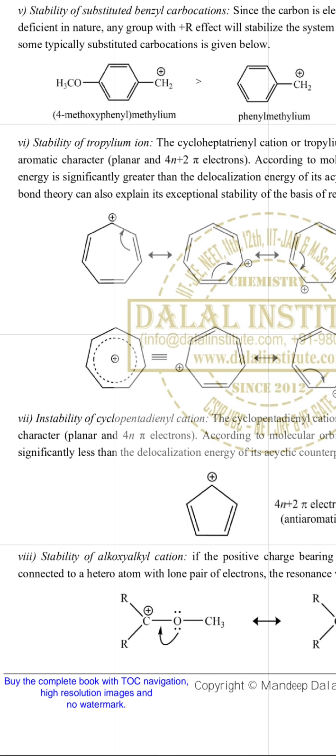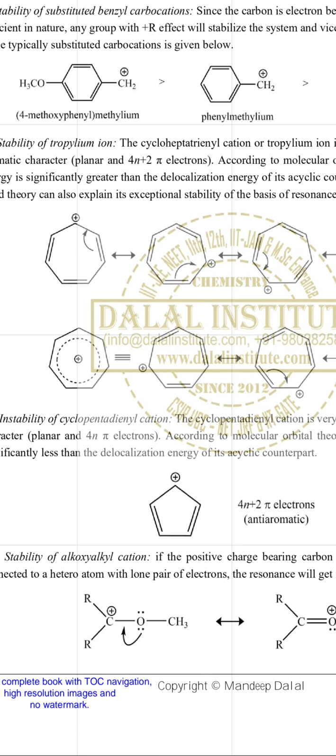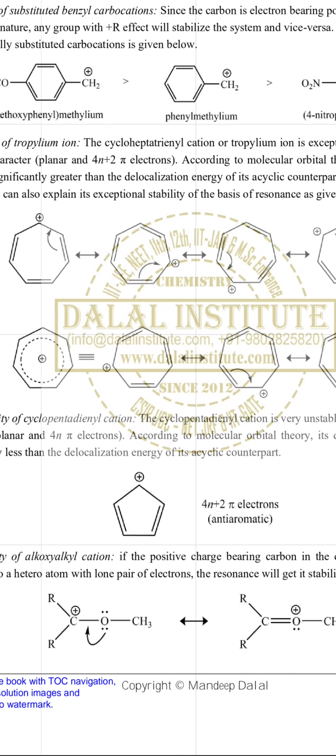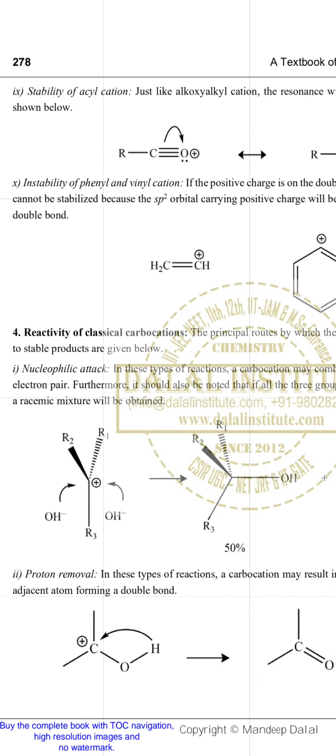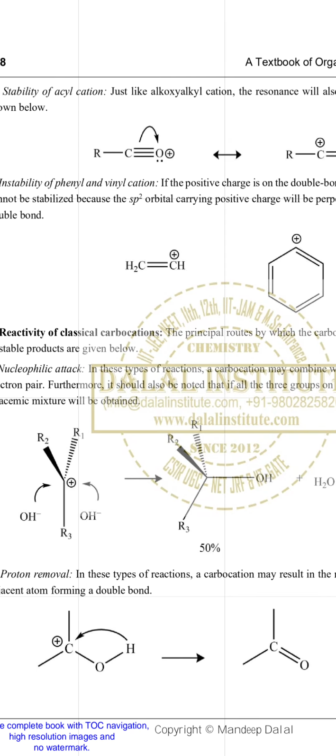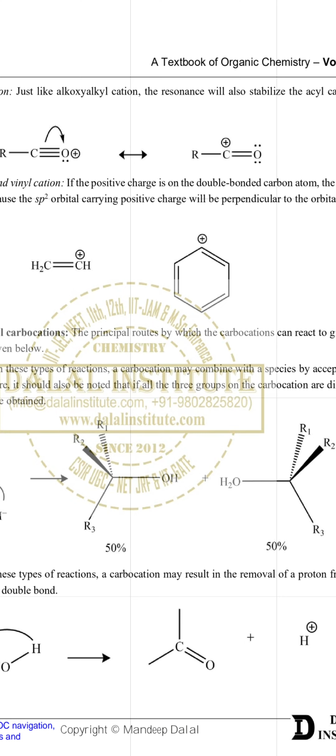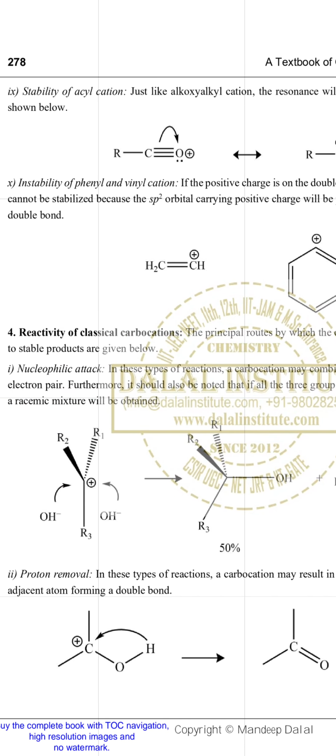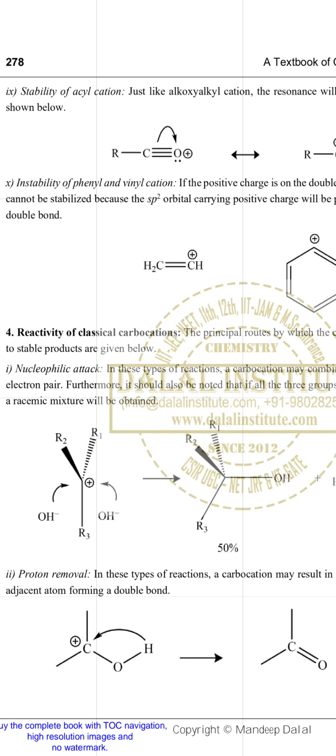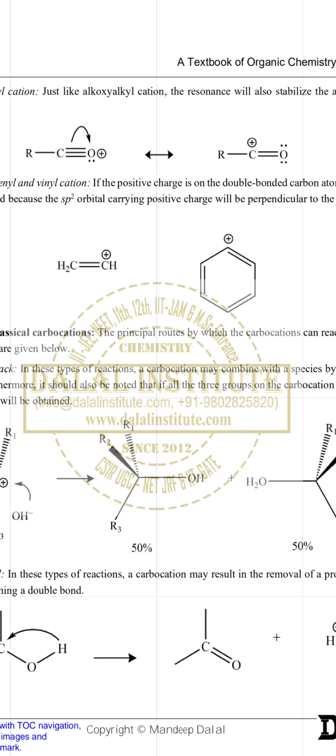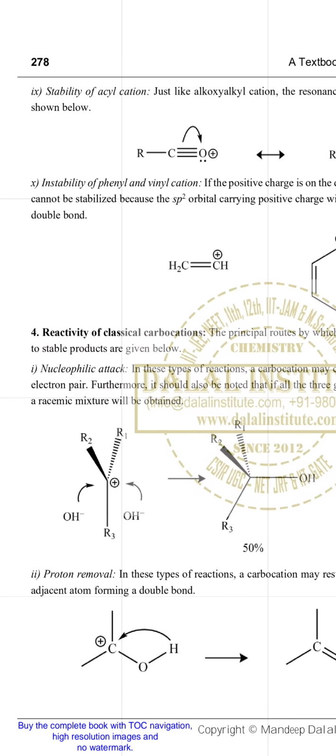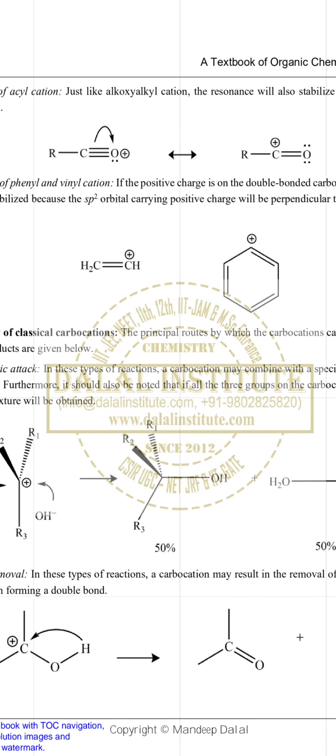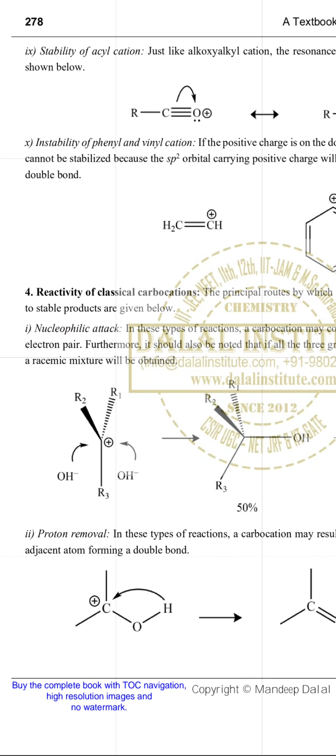Stability of alkoxyalkyl cation. You can see this oxygen is alkoxy, here positive charge on oxygen, here positive charge on carbon. Now stability of acyl cation. You can see the oxygen has positive charge, now the carbon has the positive charge. Just like alkoxyalkyl cation, resonance will also stabilize the acyl cation. Now instability of phenyl and vinyl cation. If the positive charge is on the double bond carbon atom, the system cannot be stabilized because the sp2 orbital carrying positive charge will be perpendicular to the orbital of the double bond.